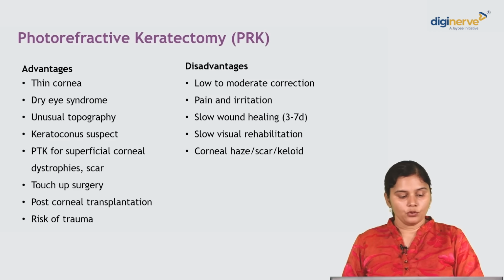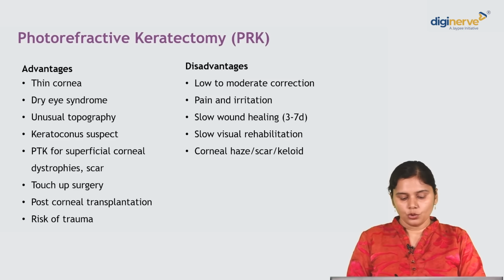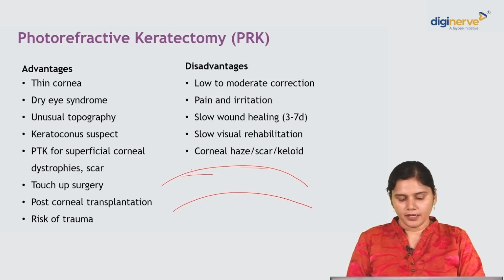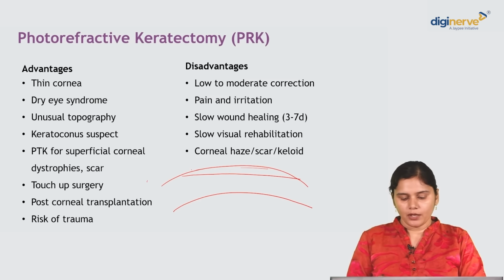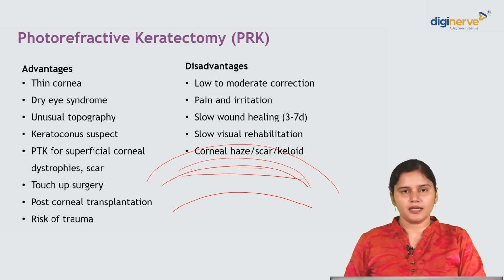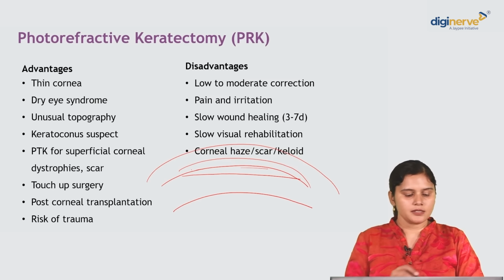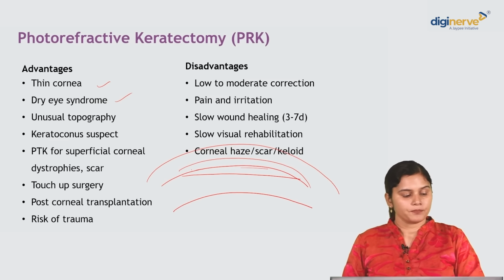Talking about photorefractive surgery, it is done where you do not make a flap or a lenticule. You just take out the epithelium over the cornea and abrade the cornea and put a contact lens over it until it epithelializes. In thin corneas and in dry eye syndromes, we can do photorefractive keratectomy.